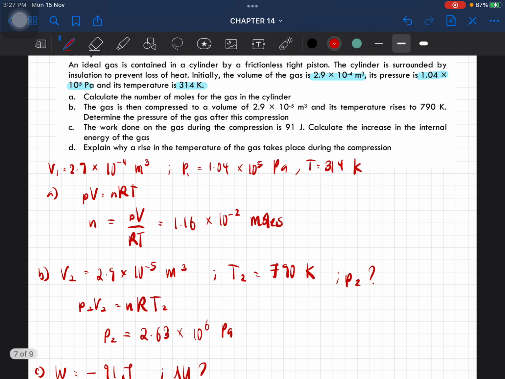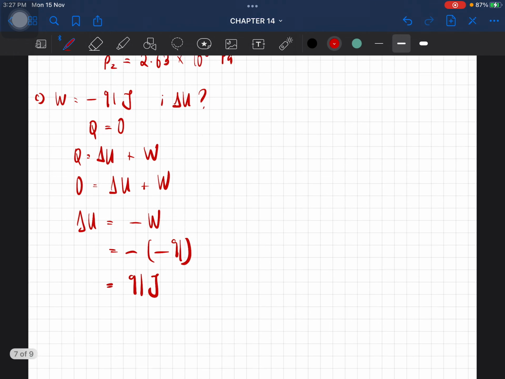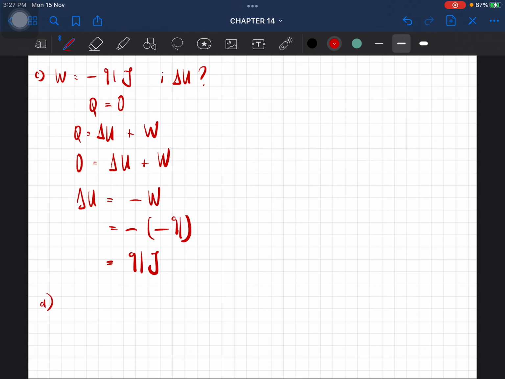Okay, and then explain why a rise in the temperature takes place during the compression. So this is an adiabatic process, right? So when the gas is compressed adiabatically, it does negative work. So work will be negative. Okay, so when work is negative, we can see that the change in internal energy will be equal to negative W. So the internal energy of the gas increases.